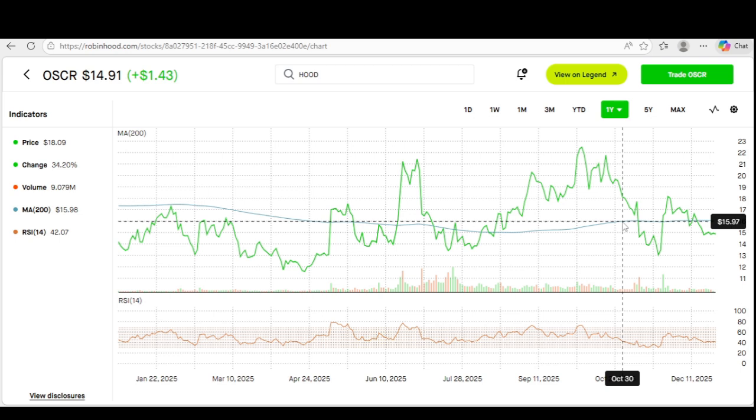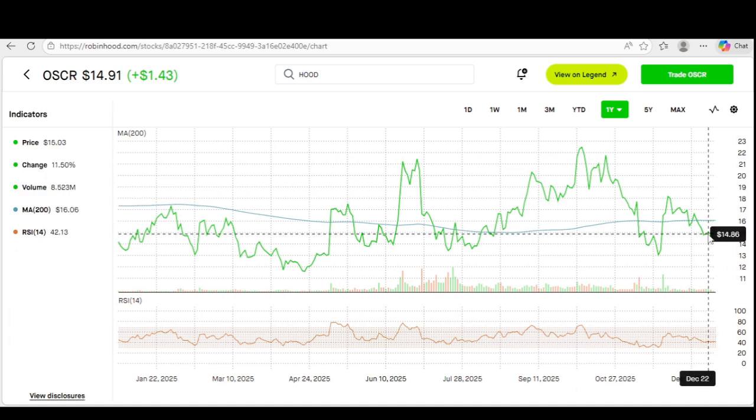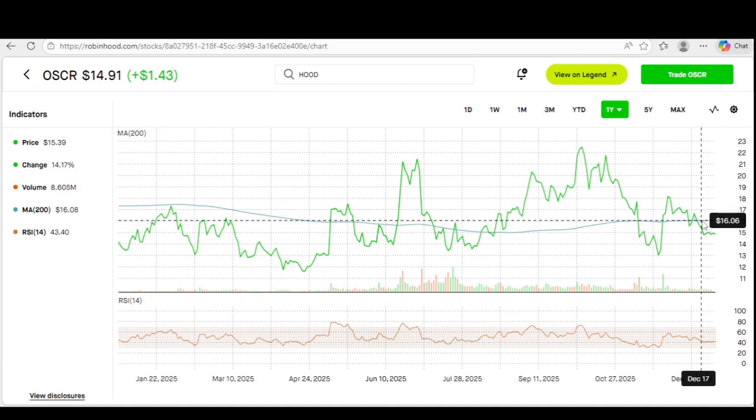However, the current share price, you're going to see to the top left here, is $14.91. $14.91, you can see to the right here, is below the 200-day moving average. So using this metric only, that's going to give you an idea that this stock is probably undervalued. However, you cannot use just one metric in order to draw a conclusion.